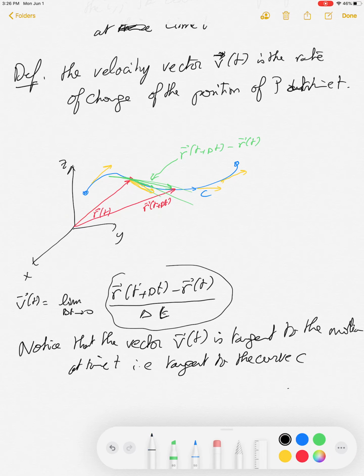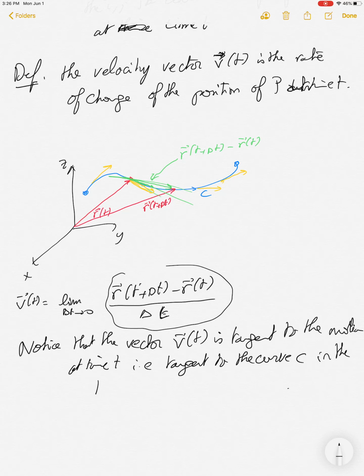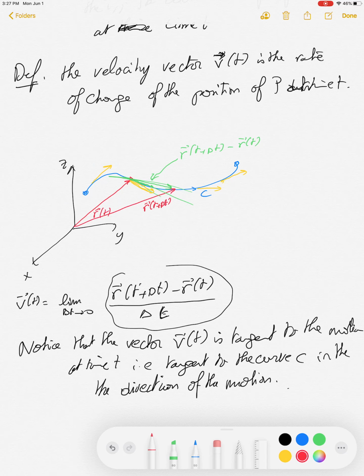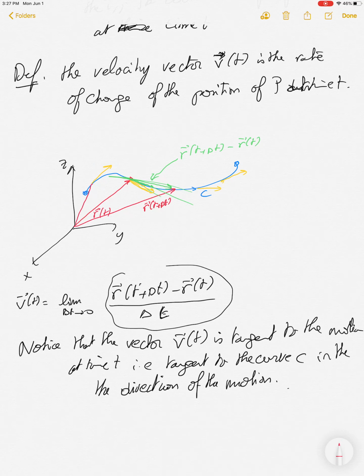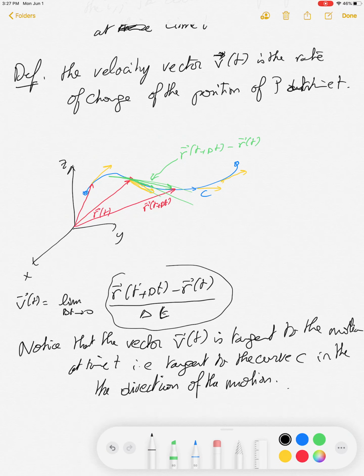So maybe this is very important: in the direction of the motion. Okay? And these are the yellow vectors. And as you can see, it's not perpendicular to r of t. It's very important. Notice, for example, here, this is my r of t. r and v are in general not orthogonal. v is orthogonal to the motion? No, v is tangent to the path. This is a common mistake that students usually make.